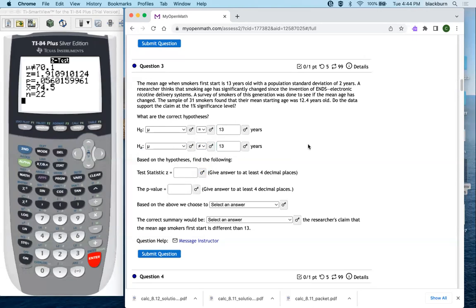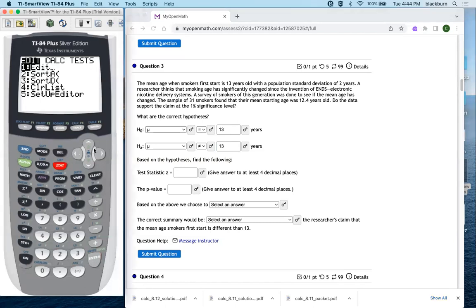13 years. Now we go to our calculator and we find the test statistic, which is the z value, and then we find the p-value. So we go to stat, test, z-test again. We're going to input the stats. This time we're using 13. We have a population standard deviation of 2. It says the sample of 31 smokers found their mean starting age was 12.4. The number of smokers we surveyed was 31.